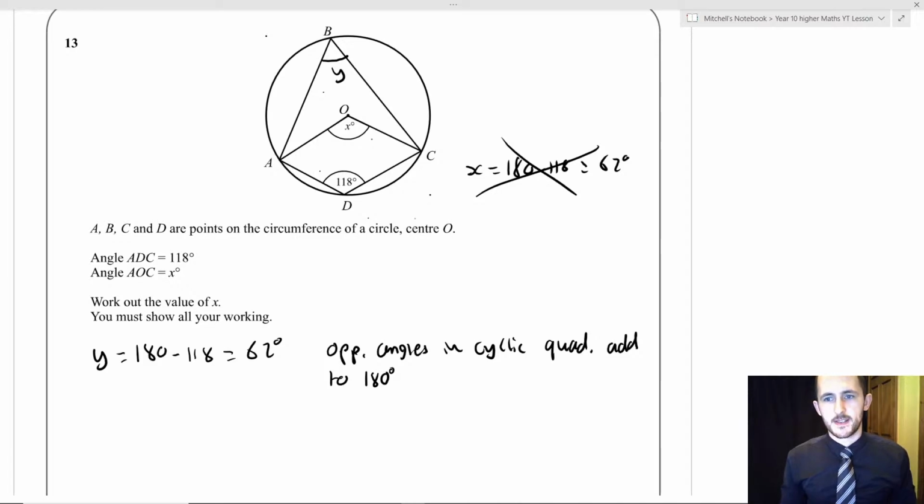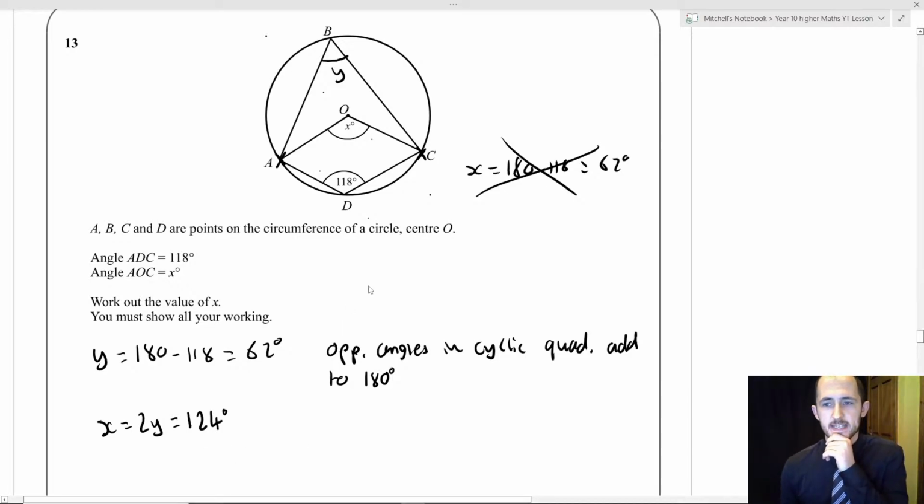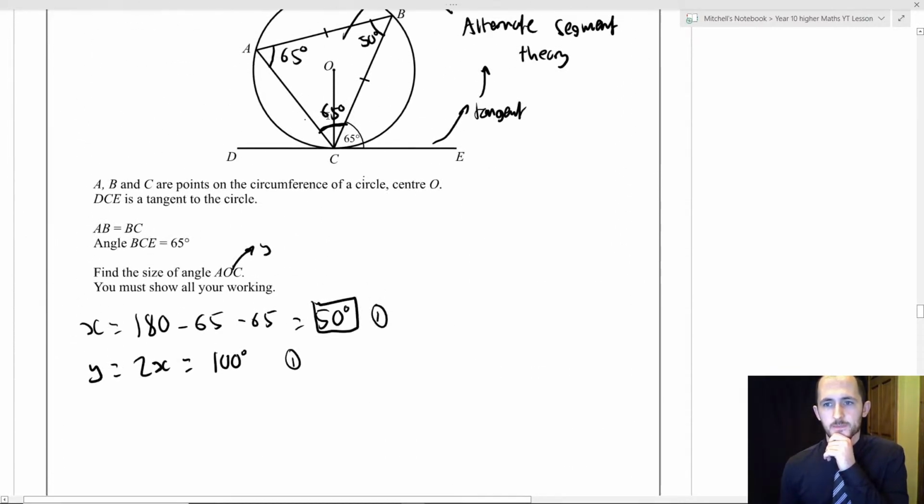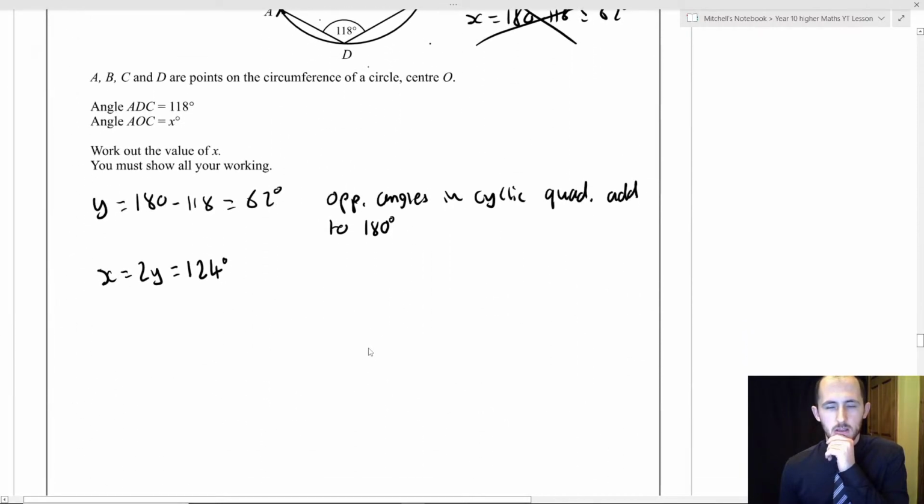Now what's this? Well, we have 2 points, yeah? And these 2 angles are made from the same point, and one of them's at the center. Well, that means x is going to be twice y, which would be 124 degrees. For the exact same reason as this one. Both okay with that?